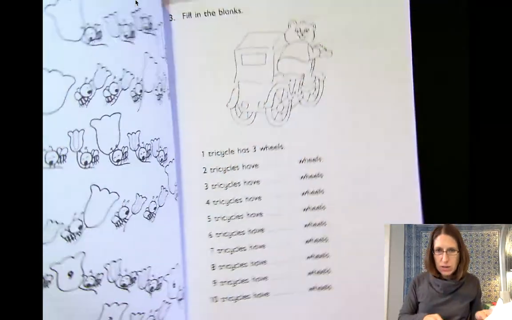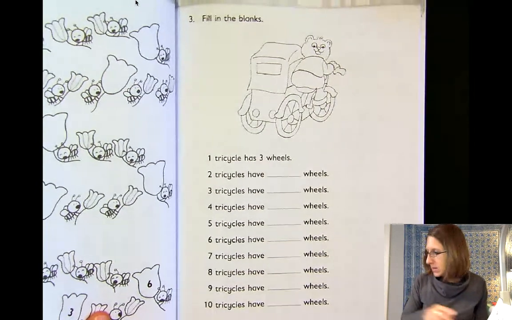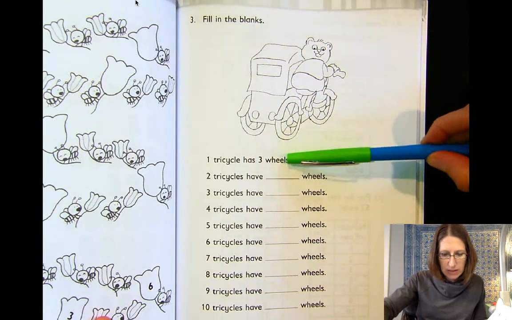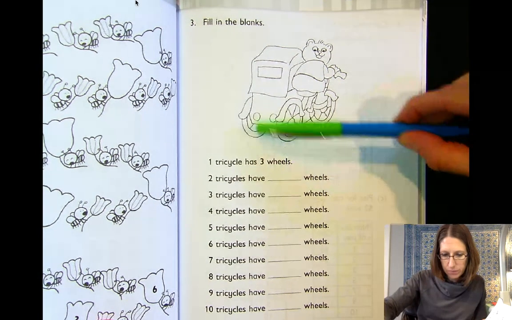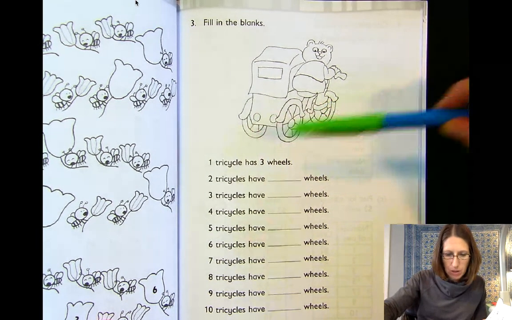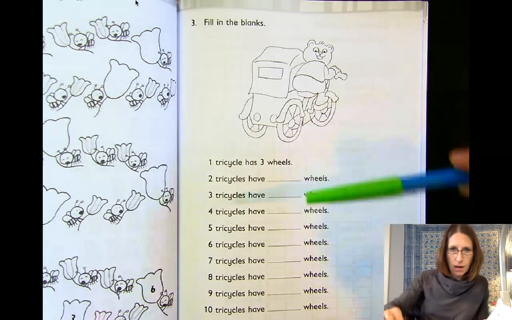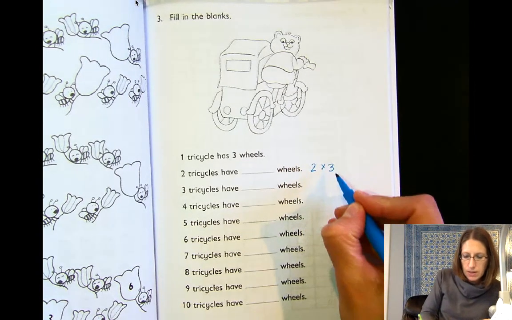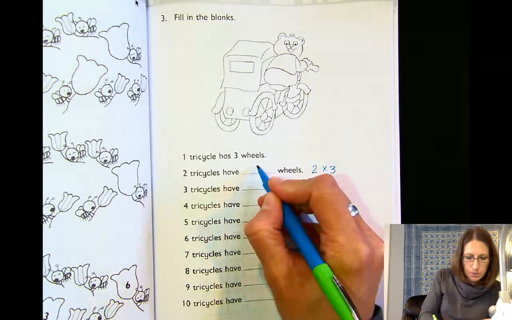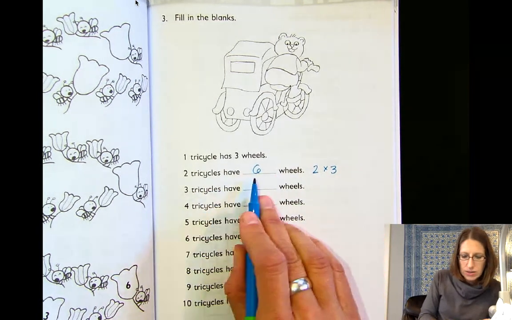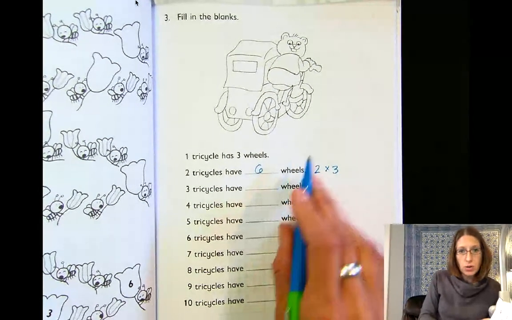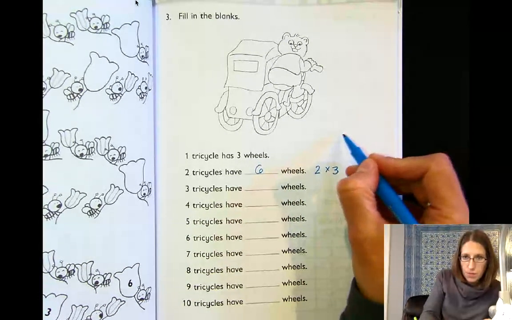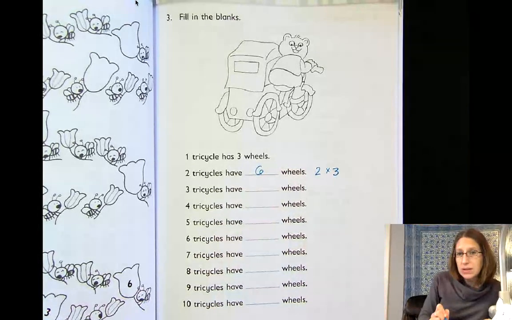And then this page on 133, let's see, it says to fill in the blanks. One tricycle has 3 wheels. 1, 2, 3, there's this little tricycle. 2 tricycles have, well, that would be 2 times 3. And I know 2 times 3 is 6. So 2 tricycles have 6 wheels. If you wanted to draw a picture of 2 tricycles, you could. Or you could just draw a picture of 3 plus 3. Or you could skip count twice.